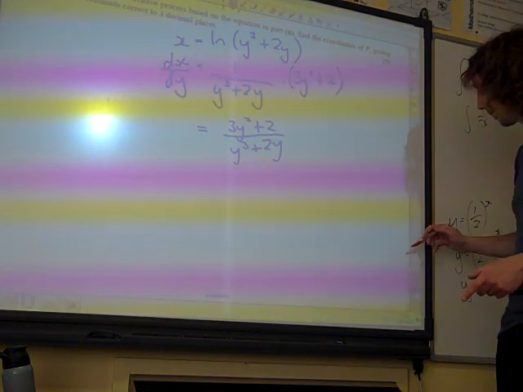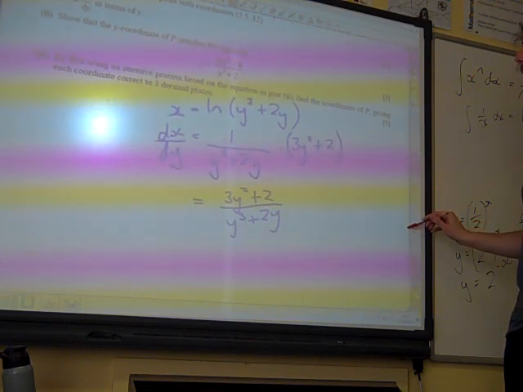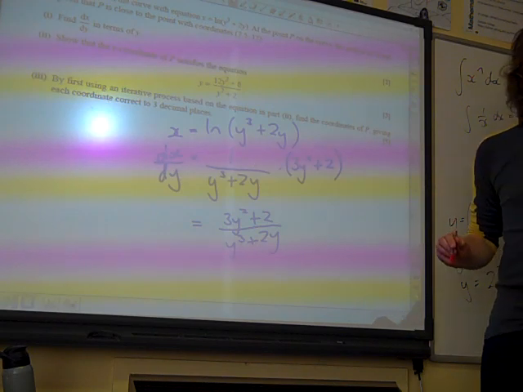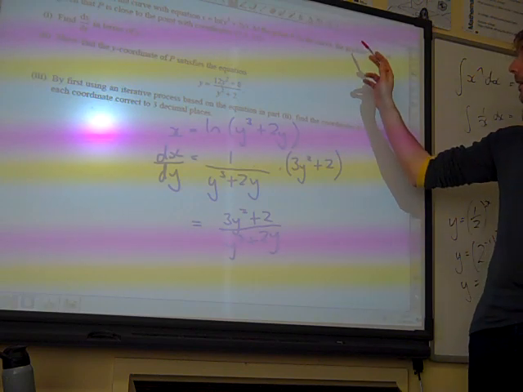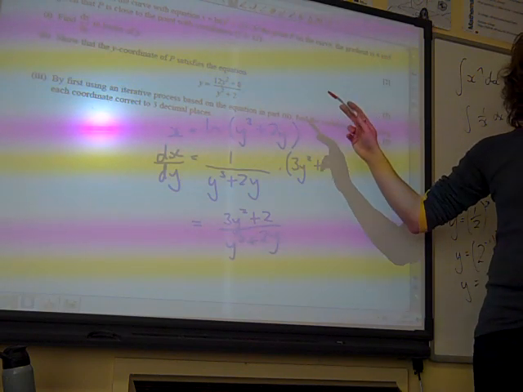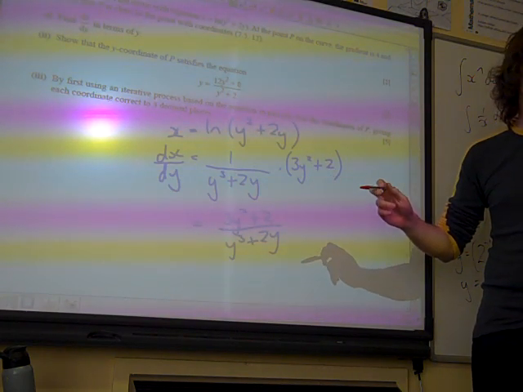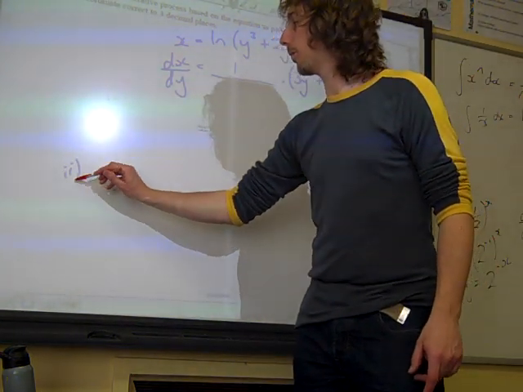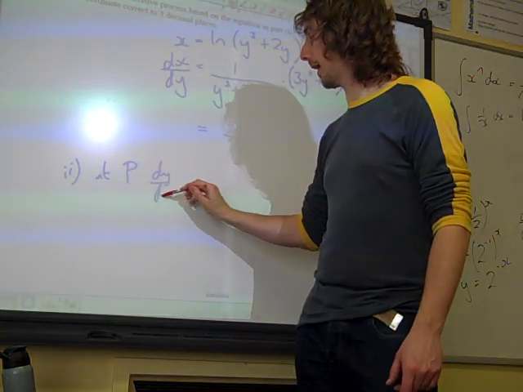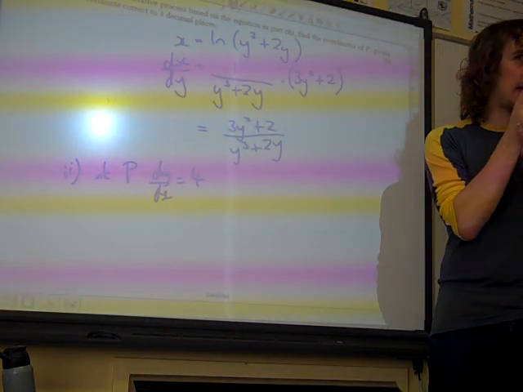Part 2 said, show that the y coordinate of P satisfies that equation. Well, the point P was the point where the gradient of the curve is 4. Now hang on, the gradient of the curve is dy by dx. So we've got to be a little bit careful about how we deal with this. At P, dy by dx is 4. That's what the question said. But we haven't written down dy by dx yet. We've written down dx by dy.